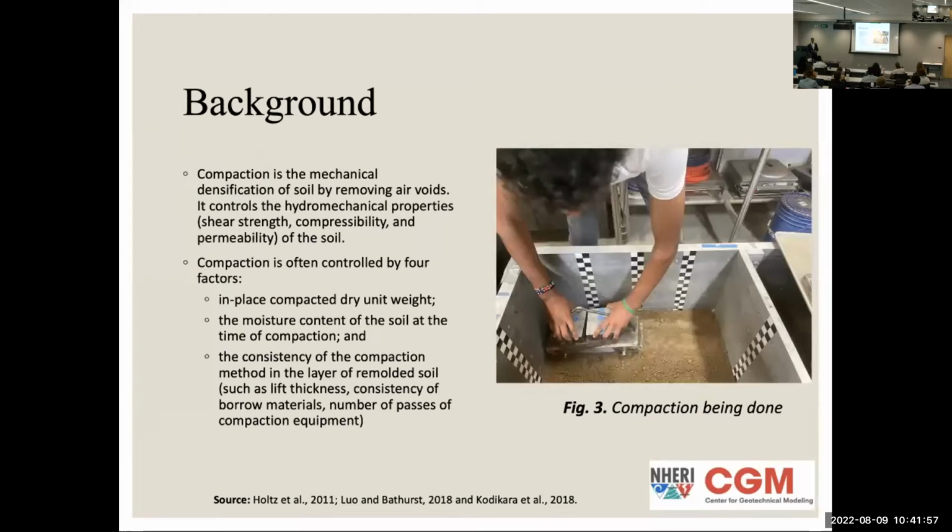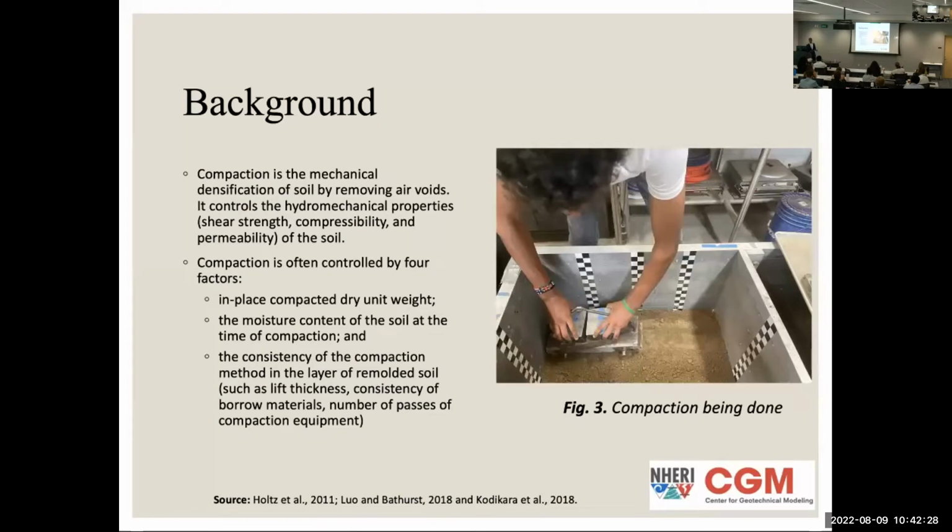So before I begin, we got to know what compaction is. Compaction is the mechanical densification of soil by removing air voids. You could also remove water voids inside compaction. But basically, it helps make the soil a lot more permeable and sturdier, so that when you're building something on top of it or building with the soil, it doesn't crumble or it's not too wet, and nothing of that type happens.